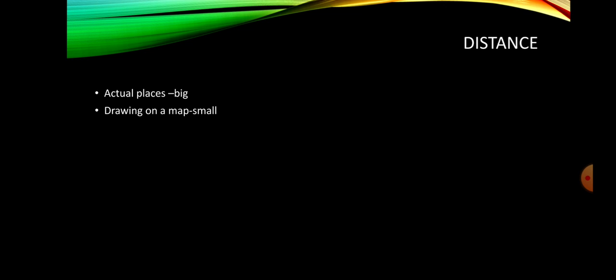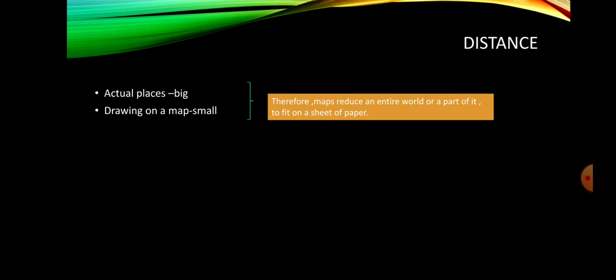For example, the area which we are going to represent is large, like a country or continent. We will see it shown on a small scale, and therefore the map reduces the entire world, or a part of it, onto a sheet of paper. Means the map will reduce the entire world and make things fit on the paper.